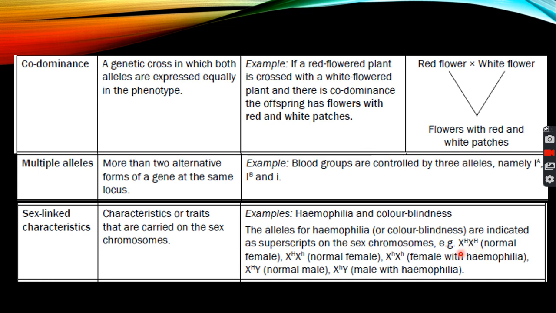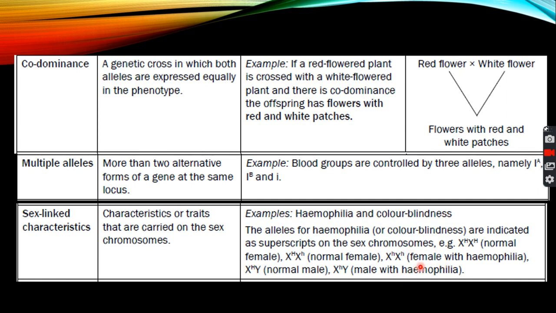when you are a female with X, X, as you can see here, a big letter H and a small letter H. You are still normal because you have the big H. But if you have hemophilia, you will have two small h's, as you can see here. So that means you have this disease.